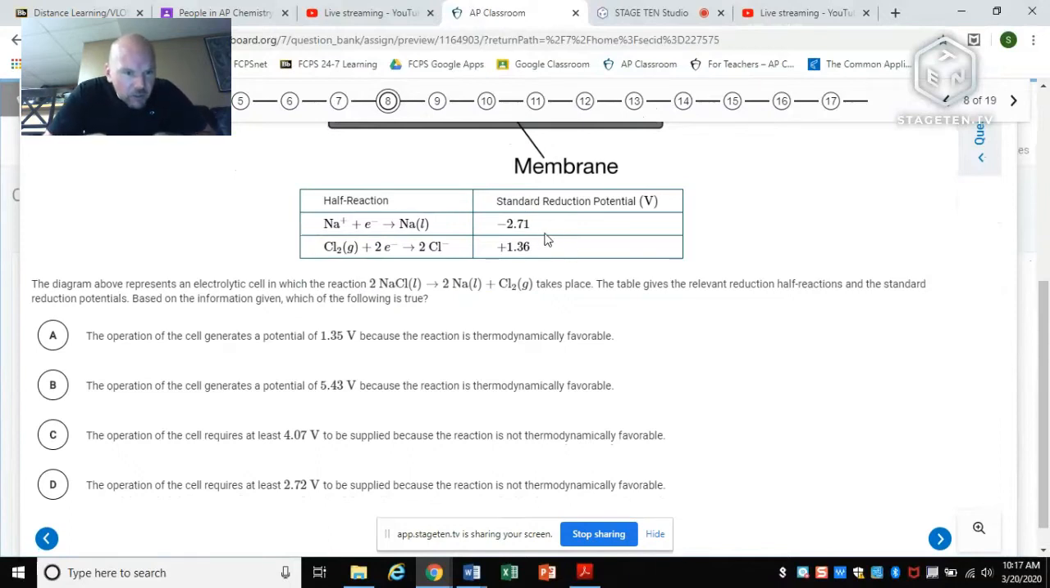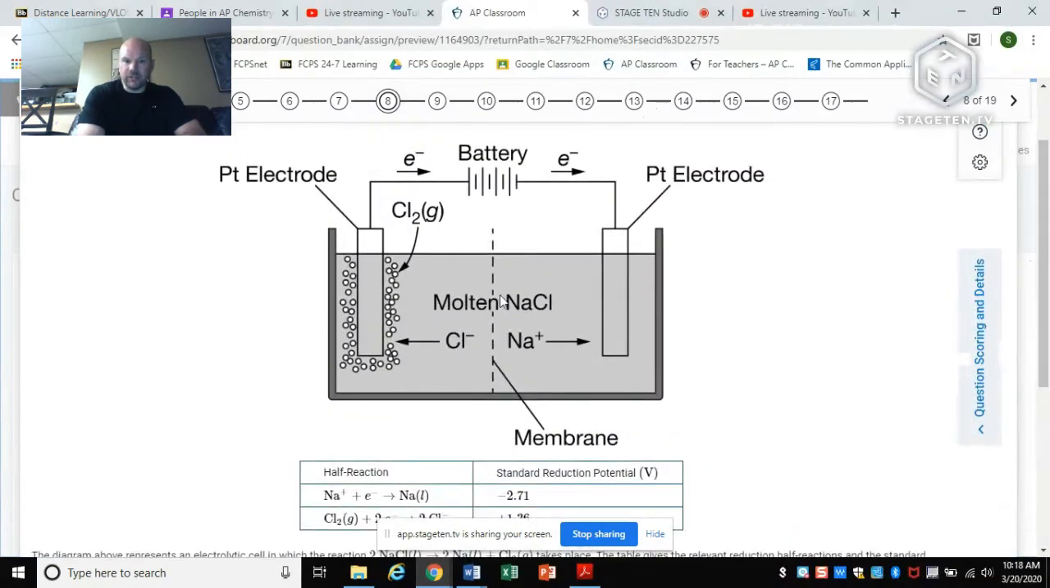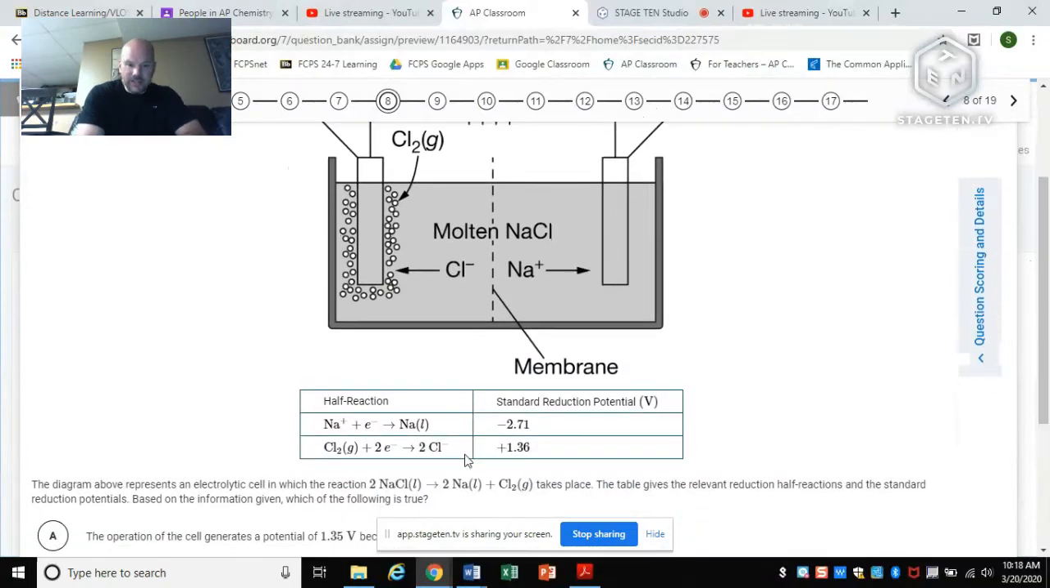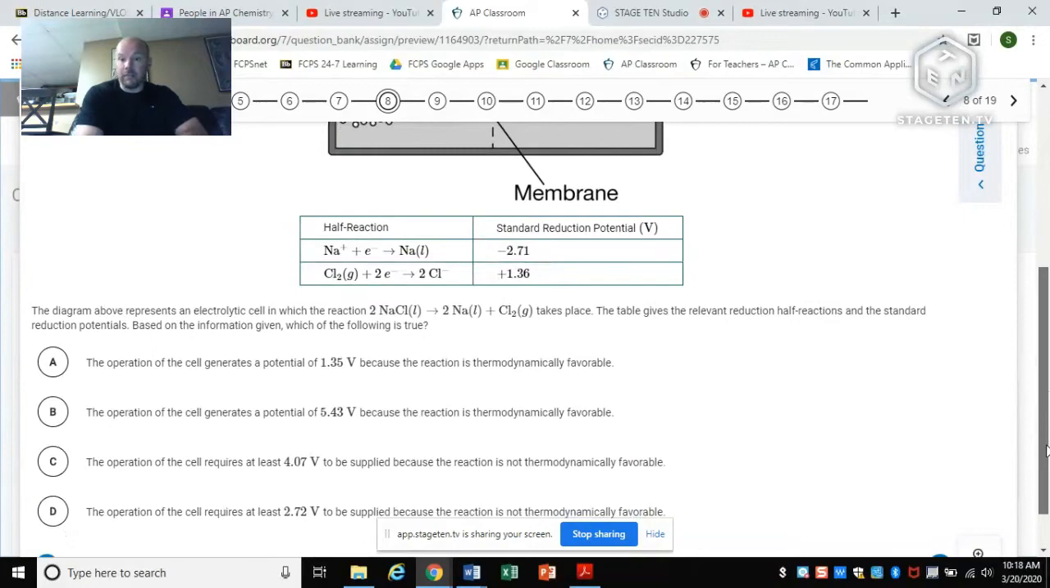So the operation of the cell requires at least 4.07 volts to be supplied because the reaction is not thermodynamically favored. Does that make sense, Thomas? If you look at the reaction, they're telling you the electrons are going this way. So this is the anode, this is the cathode. That means chloride is being oxidized and sodium is being reduced. So this right here is the reaction we flip. That becomes a negative, and the overall cell potential for the reaction to go this way is negative, and the only way you can get it to go in that direction is if you supply a voltage greater than that potential.